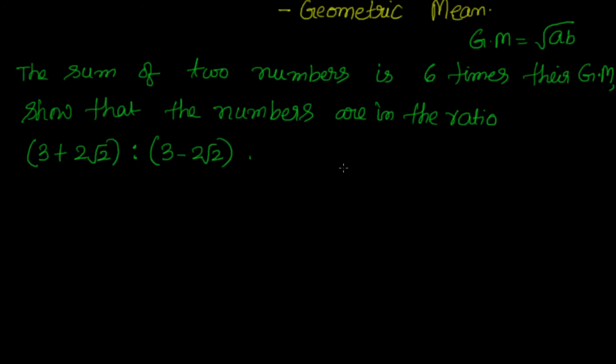Let the numbers be a, b. What we know? Sum of two numbers, that means a plus b is equal to 6 times their GM. Can I say 6 root ab? a plus b is equal to 6 root ab. What we have to show is the ratio of a by b. We have to prove that it's equal to 3 plus 2 root 2 by 3 minus 2 root 2. Okay.